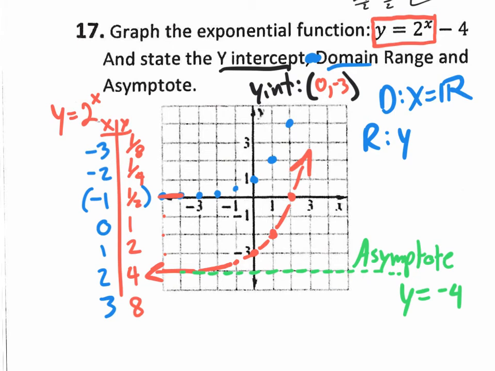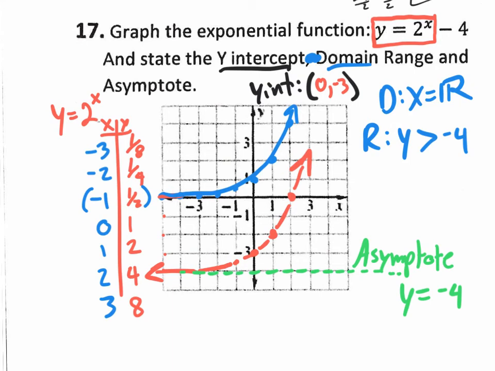So how do we say that in terms of an inequality? Y is above negative 4. It's greater than negative 4. Okay, so I do want to mention that if you happen to have drawn your parent graph, then that's not your answer. Your answer is this red one, right? So if you happen to draw this one, that's okay.